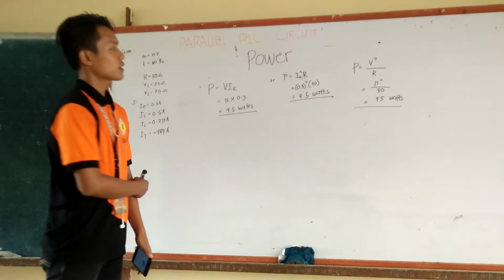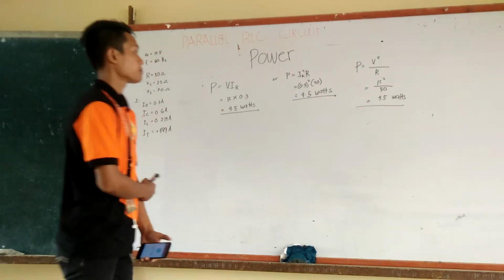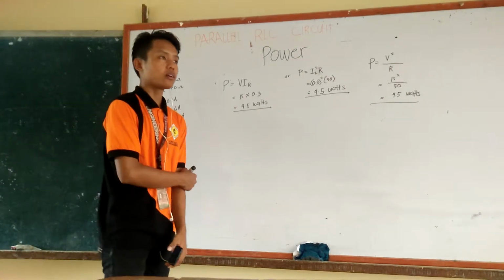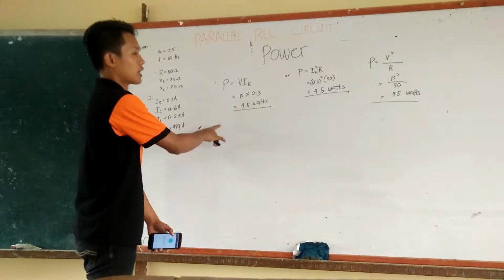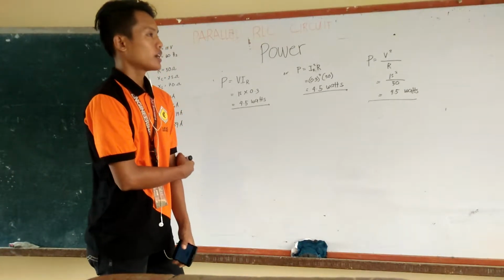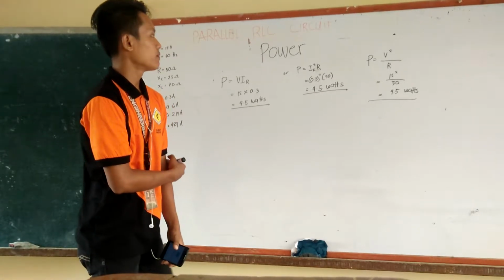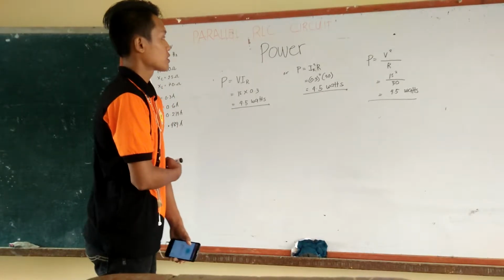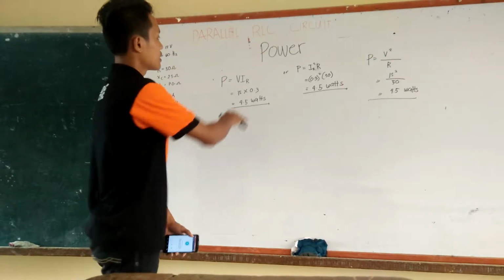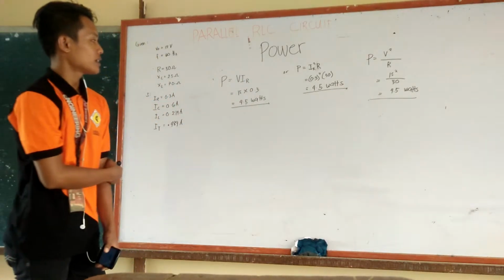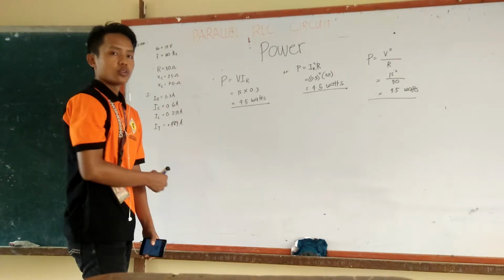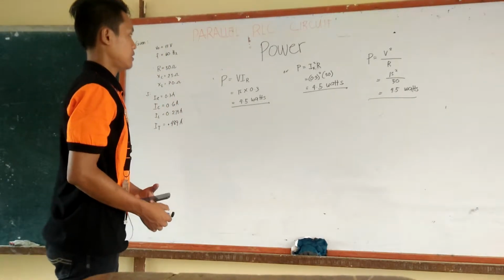So now we're talking about the power of the circuit. The power of the resistive branch is the overall power of the circuit, because the capacitor and the inductor are 90 degrees out of phase with respect to the line source. As a result, they take zero power. So the power of the resistive branch is the whole power of the circuit. These are the formulas to solve the power of the circuit.